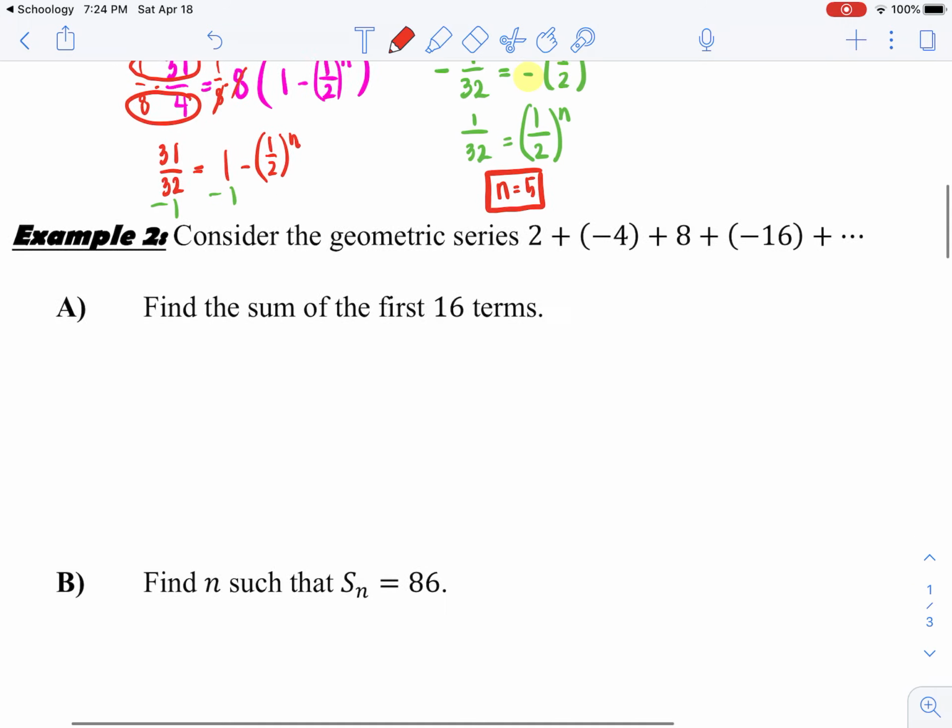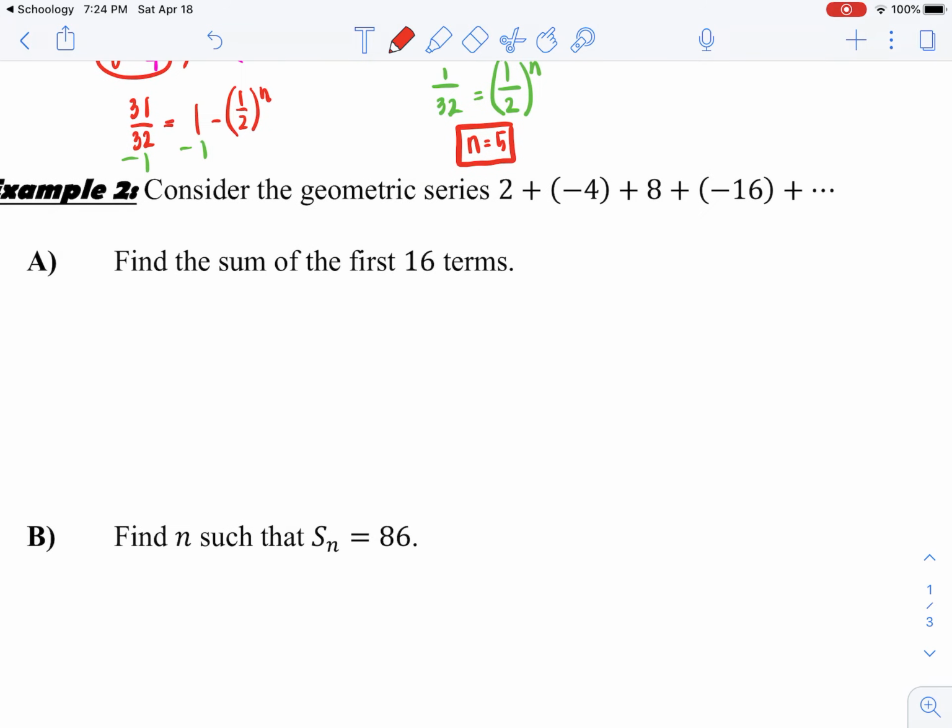Okay, so I want to find the sum. To find the sum, I need the first term, which is 2, and then I need the ratio. So what do I multiply by to get each next term? So r is -2.